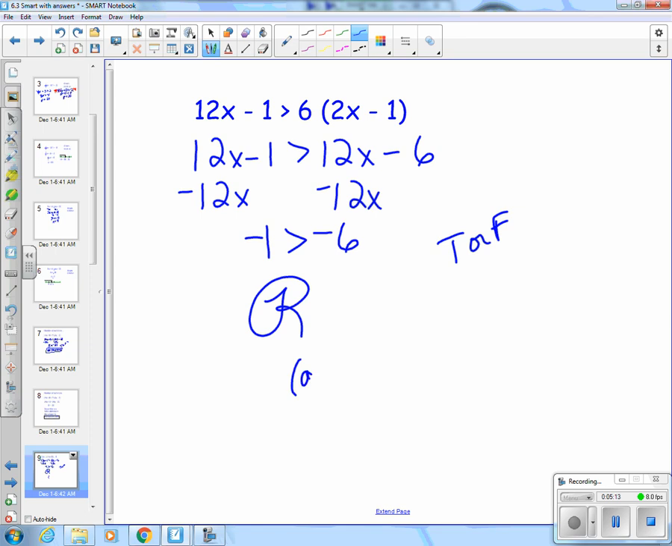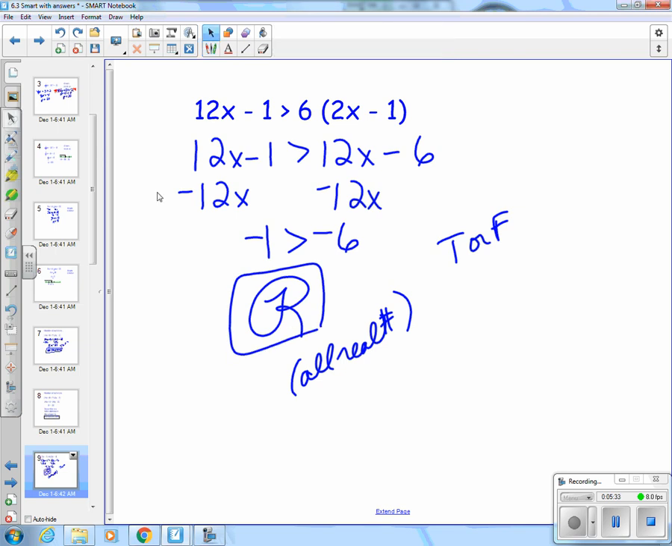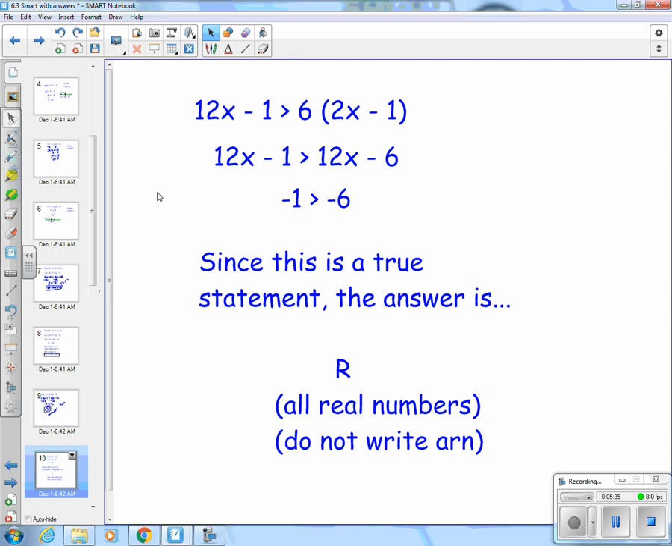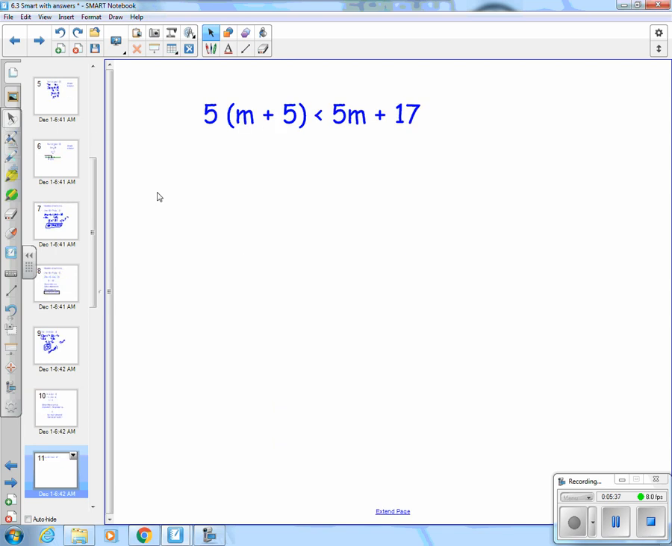That stands for all real numbers, please. All real numbers. Please don't write ARN. That is not an appropriate abbreviation. Capital R for the words all real numbers. Put a box around that R. Capital R, it's a true statement.